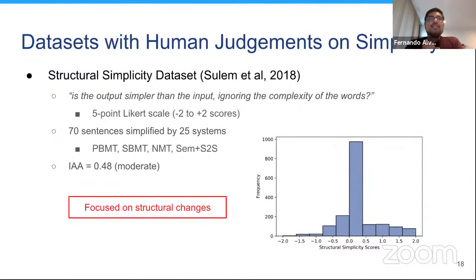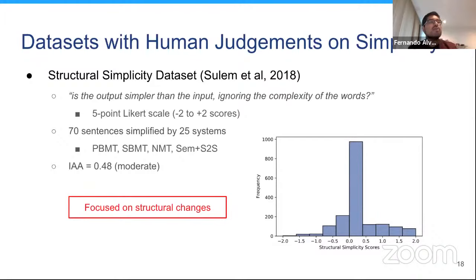The other data set that exists is the structural simplicity data set. In this case, they try to only measure structural simplicity, and they asked the following question: is the output simpler than the input, ignoring the complexity of words? And they use a 5-point Likert scale from -2 to +2 in order to get this score. So discrete scores, that's okay. They use 70 sentences simplified by 25 different systems, which are based on phrase-based machine translation, syntax-based machine translation, neural machine translation, and hybrids between semantic parsing plus some form of sequence-to-sequence model.